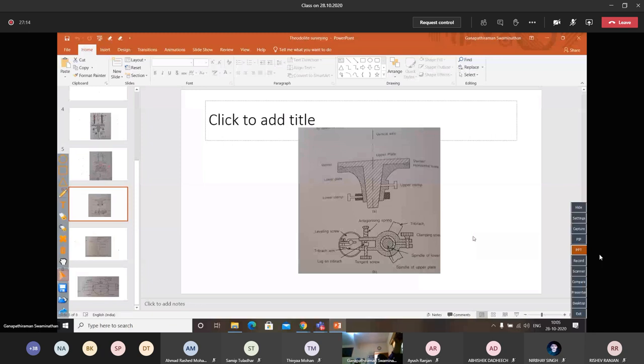How many divisions are there in the upper plate vernier? 60 divisions. Never forget this, at least till the end of the semester. Do you know how to read a vernier? In a vernier there will be something called a coincidence.